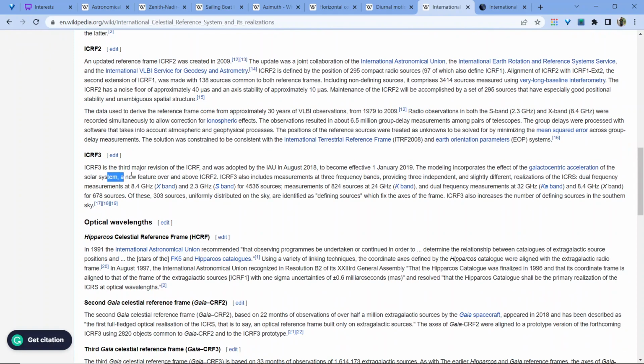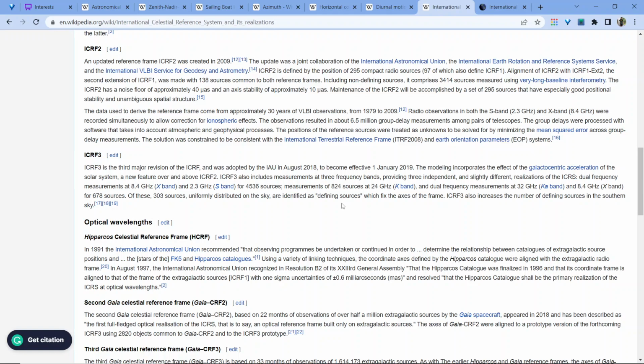So there's the third major revision. ICRF-3 is the third major revision of the ICRF and was adopted by the IAU in August 2018 to become effective 1 January 2019. The modeling incorporates the effect of the galactocentric acceleration of the solar system, a new feature over and above ICRF2.